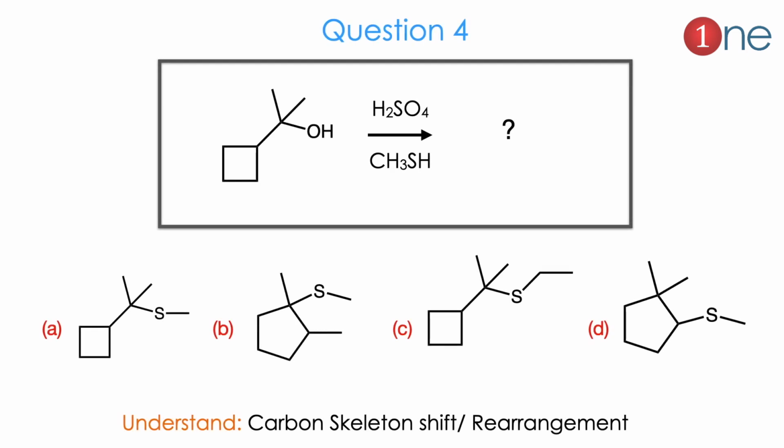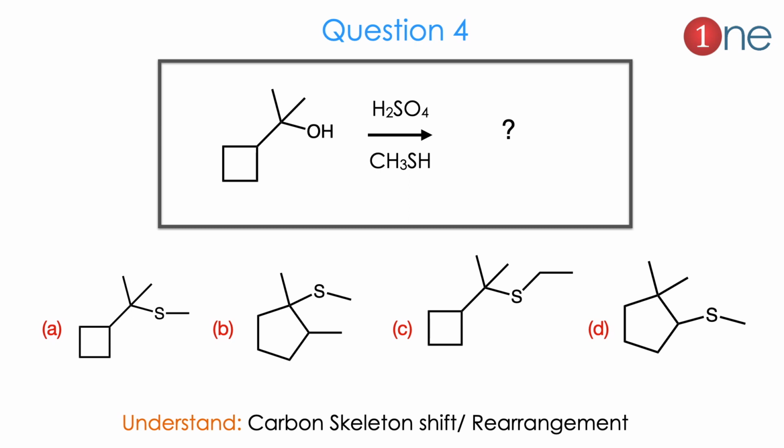The question number 4. The starting material is cyclobutane with a dimethyl group and OH in the external position. Here we are using sulfuric acid and methanethiol. So thiol is there. Here they ask you to find the product.